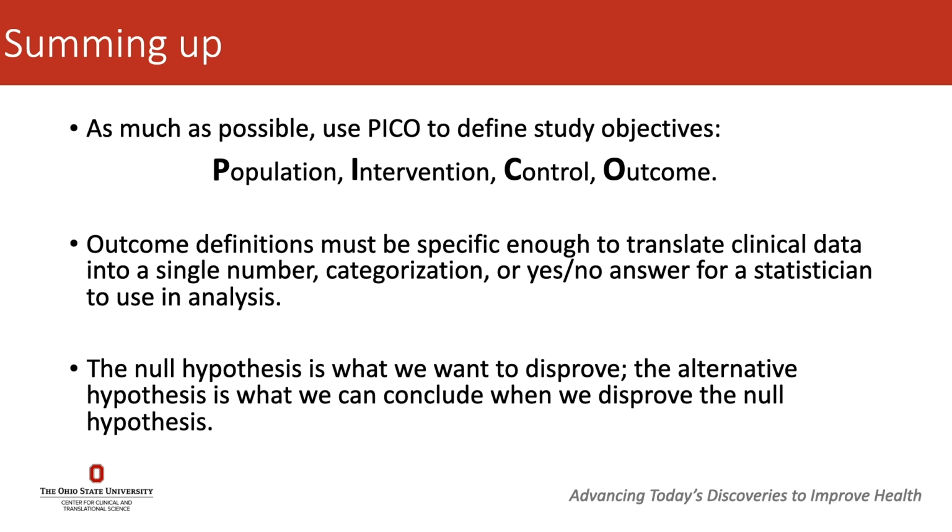To sum up, as much as possible, use PICO to define study objectives. Not every component may apply to every type of objective, but it is a useful place to start. Outcome definitions must be specific enough to translate clinical data into a single number, categorization, or yes-no answer for a statistician to use in analysis. The hypothesis that we want to disprove is the null hypothesis. The alternative hypothesis is what we can conclude when we disprove the null hypothesis.